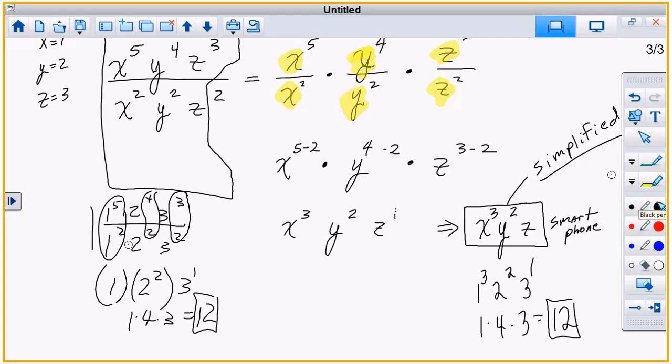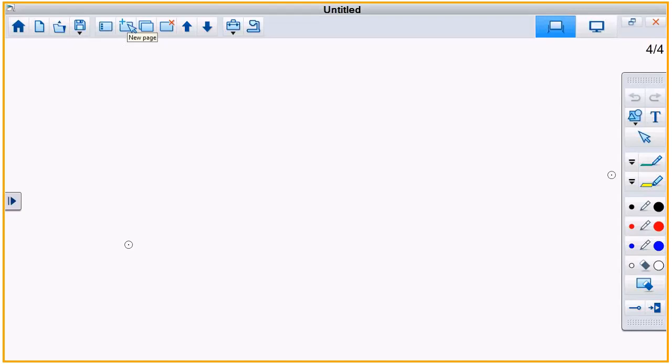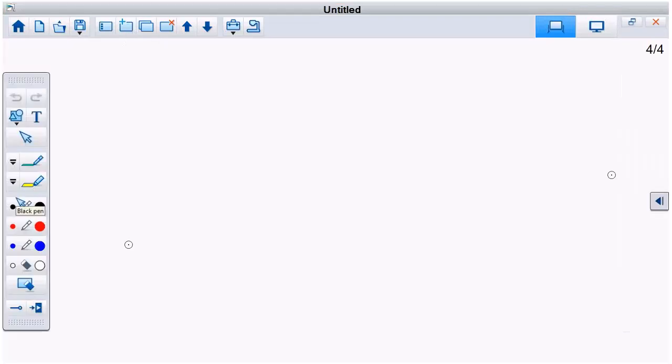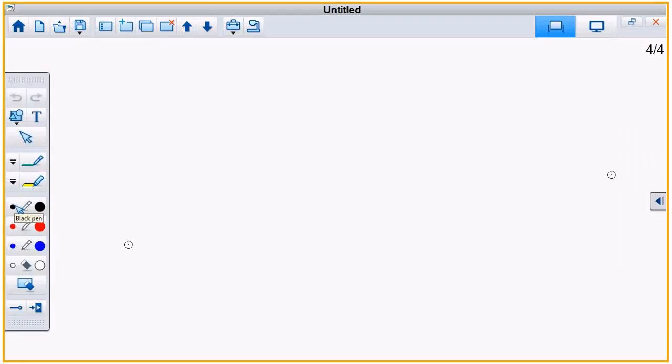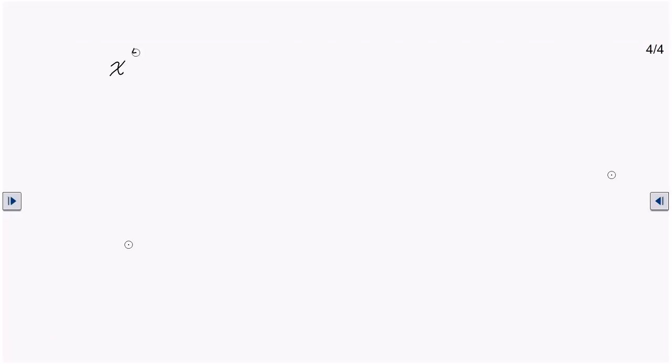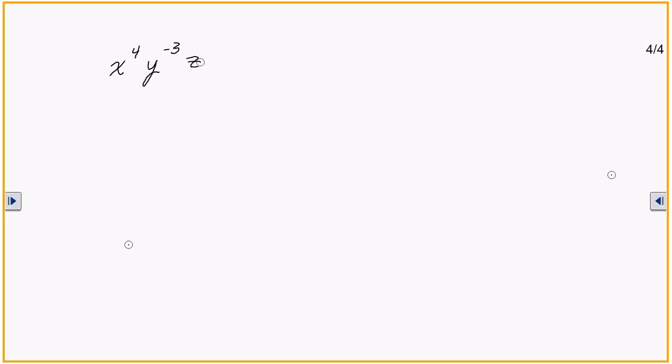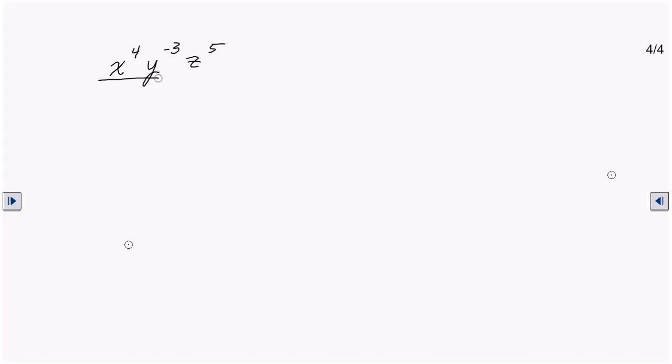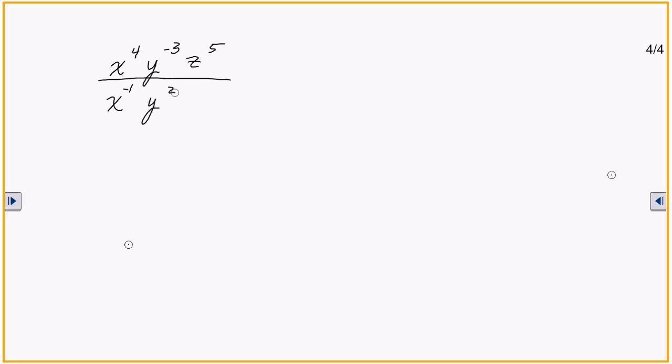I'm going to let you take a minute and do one. I'm going to throw some negatives in there for you so you have a little bit of a challenge. So x to the fourth, y to the negative third, z to the fifth over x to the negative one, y to the second, z to the negative three. Now, pause the video and go ahead and take a minute and work on that problem.